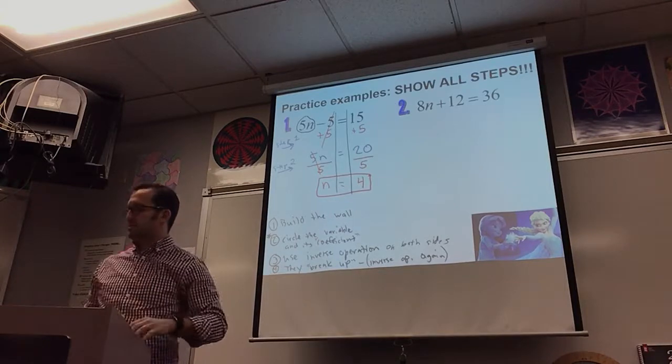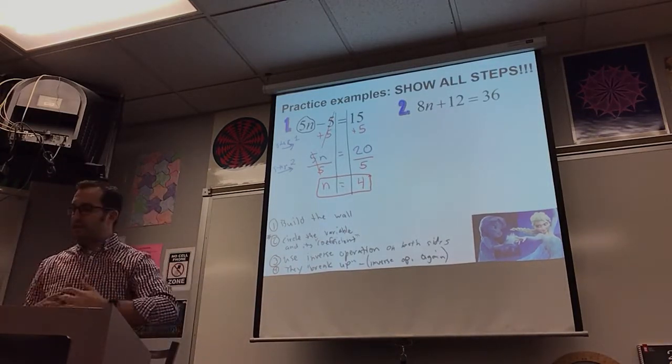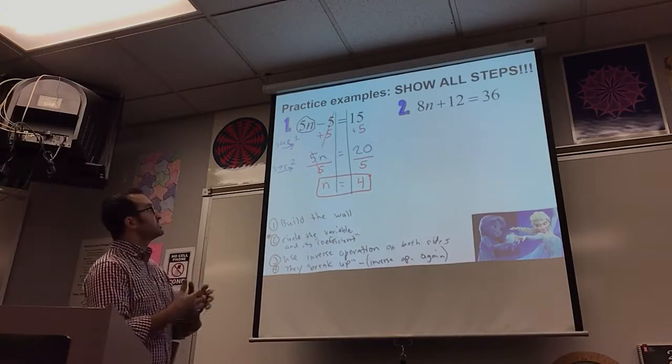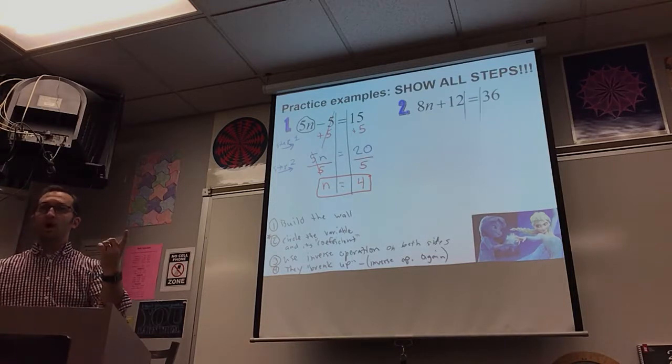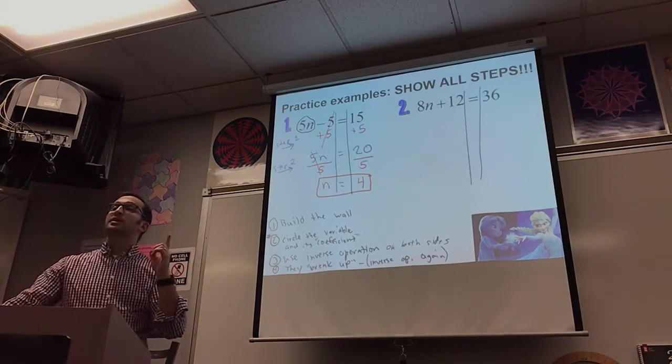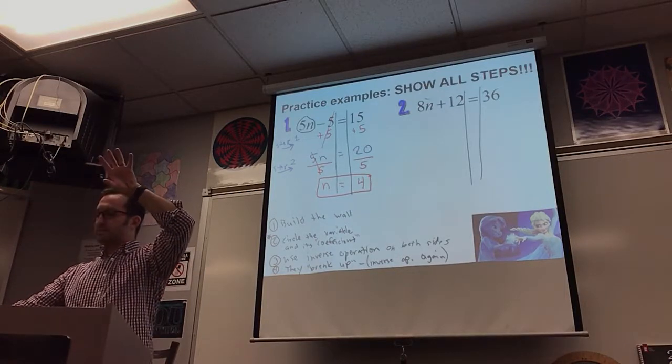They're attached. All right? So, I'm going to go a little faster through number 2 because I think you guys can do this one now that we have the skills. So, the first thing I do is build a wall. The second thing I do is circle the variable and its coefficient. So, circle the variable stuff is a lot of times how I think about it.